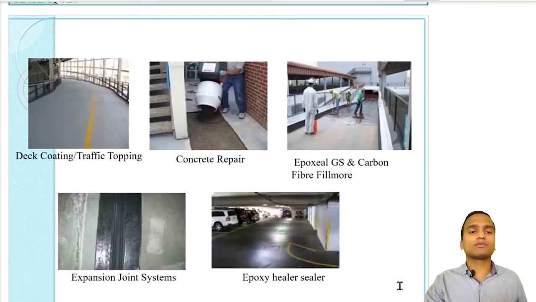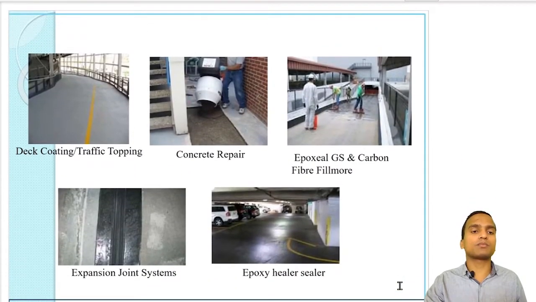Okay, now there are a few more ways of waterproofing, and you can see this is the deck coating or the traffic topping of the surface. So this is also another way of waterproofing. And there can be minor or major concrete repair waterproofing. Somewhere concrete has to be repaired, so this is also being done. And then there is the epoxy and carbon fiber film waterproofing. In this case epoxy resins are being used, okay, and then the carbon fibers are spread over these epoxy resins.